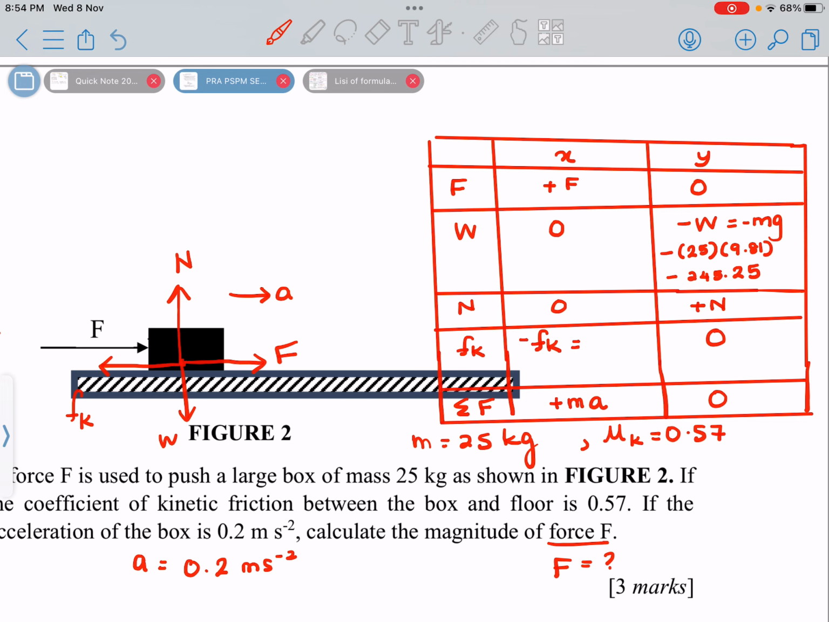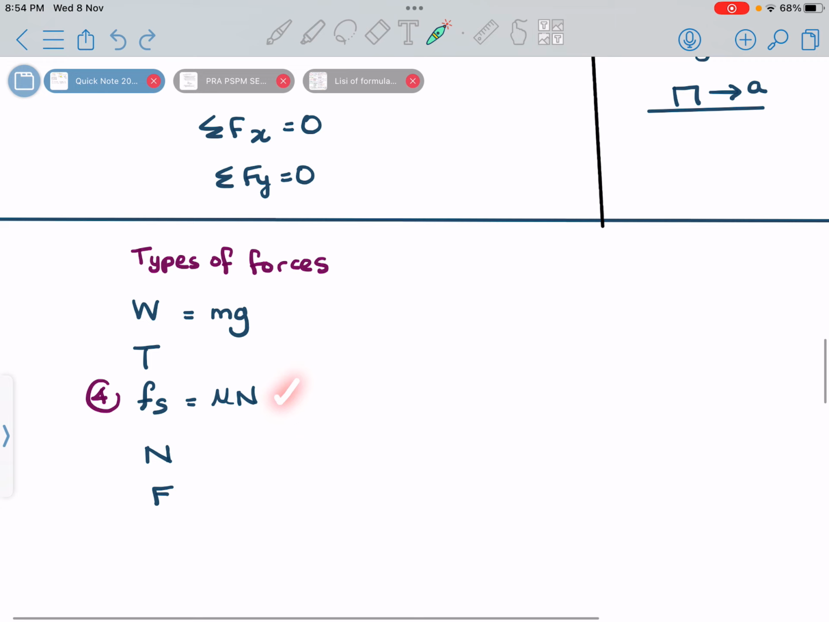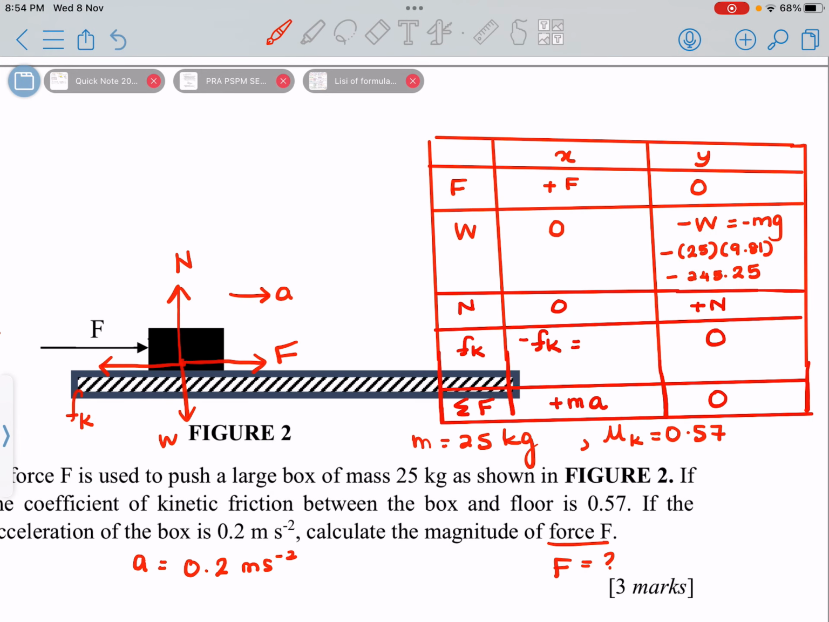So remember our formula for F is mu N. Okay. So dia boleh jadi FK equals to mu KN ataupun Fs equals to mu Sn lah. Okay, it doesn't matter lah, sama je. F equals to mu N lah basically. And then we put negative mu N ataupun negative 0.57 N. Okay, so our aim is to find the value of force here.